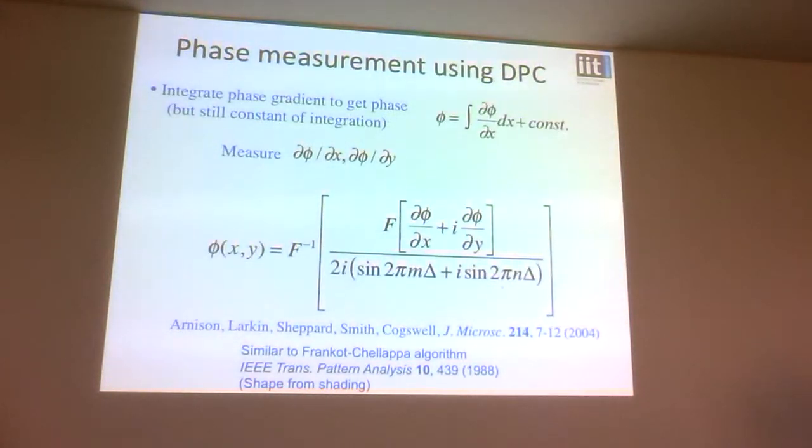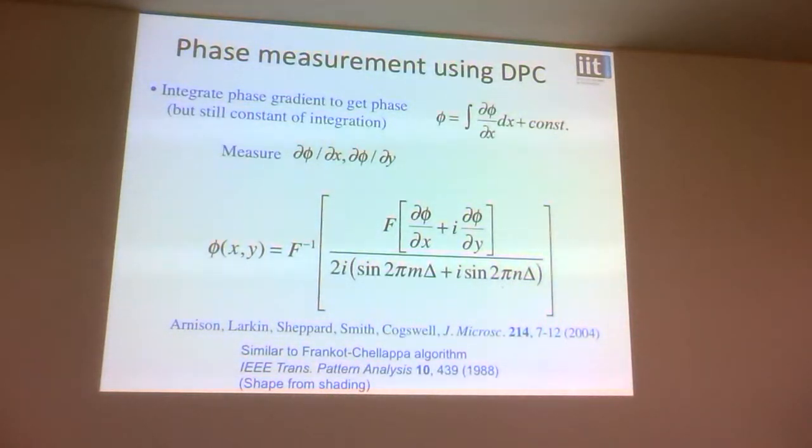Right, now, how can we combine this information? We've got dφ/dx and dφ/dy, say, and we want to know what φ is. The problem is, if you've got dφ/dx, you might think, first of all, let's integrate that, and we've got φ. But it doesn't work, because there's a constant of integration.